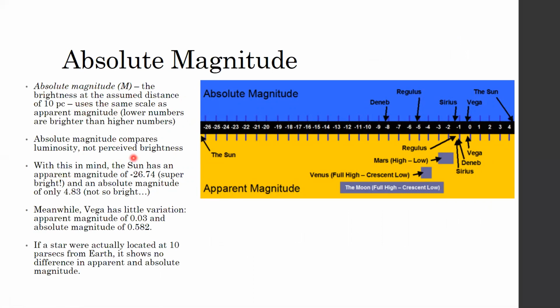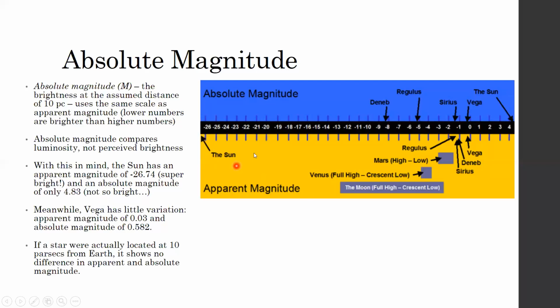Now, with this in mind, the sun has, again, an apparent magnitude of negative 26.74, which is really, really bright, the brightest thing in the sky. But if we look at its absolute magnitude, it ranks at a positive 4.83, which is not really bright. Like we said, if the sun was actually in the night sky at a distance from us of 10 parsecs, then it would be one of the dimmer, less standout stars of the night sky. And you can see that here on this scale.